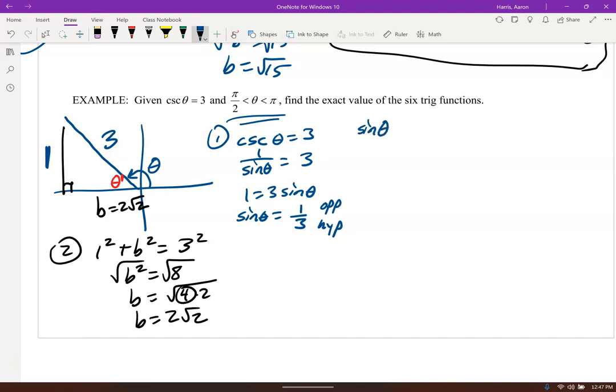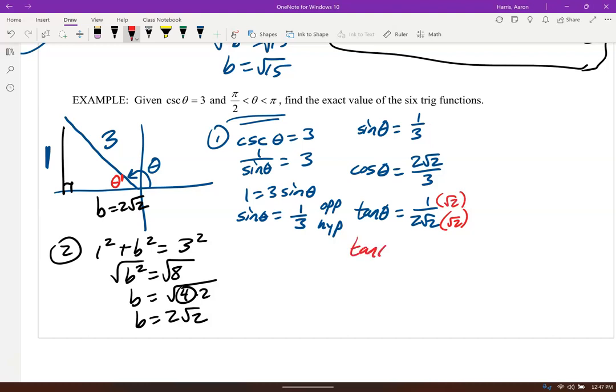My sine is opposite over hypotenuse, 1/3. Cosine, adjacent over hypotenuse, 2 root 2 over 3. Tangent, opposite over adjacent, 1 over 2 root 2. I do need to rationalize that. So my tangent actually ends up being root 2 over 2 times 2 is 4. Root 2 over 4 on that.